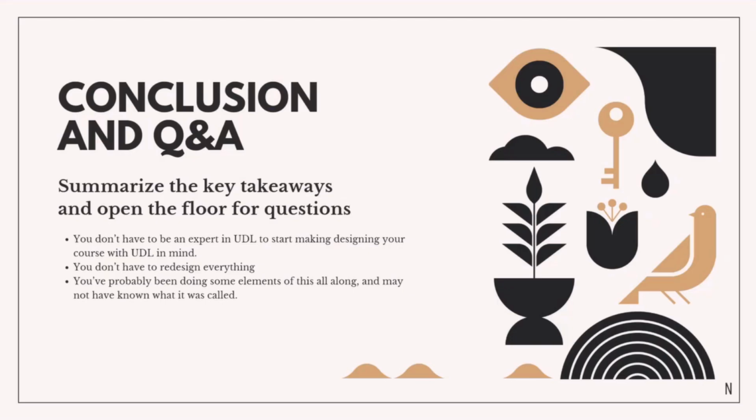But the key takeaways: you don't have to be an expert in universal design for learning. What you do need to be is a person who's trying to think of ways to make things more clear for your students and to make sure that students have avenues that they can be the most successful. You don't have to redesign everything. You can start small and do one thing at a time and just start to build a more accessible course day by day.